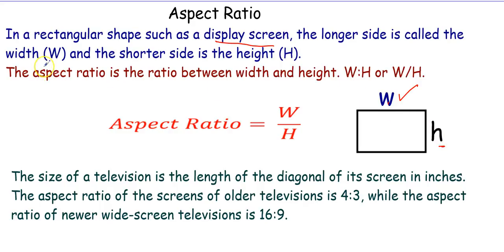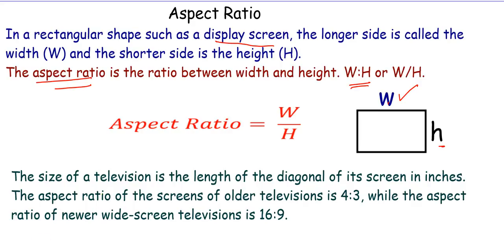Now the ratio between this width and height, that ratio W is to H, is called the aspect ratio. So an aspect ratio is equal to the width over height. That W is to H, that same ratio you can also write as a fraction. So here I am representing it as W over H.